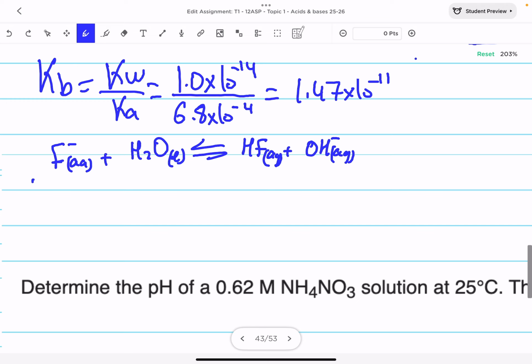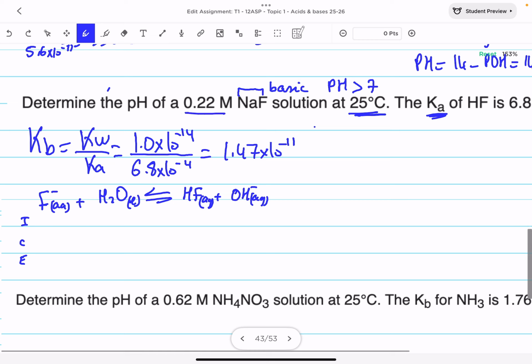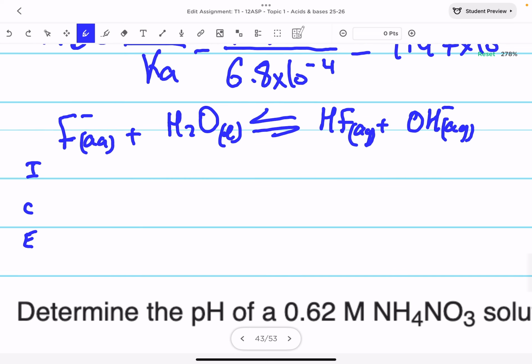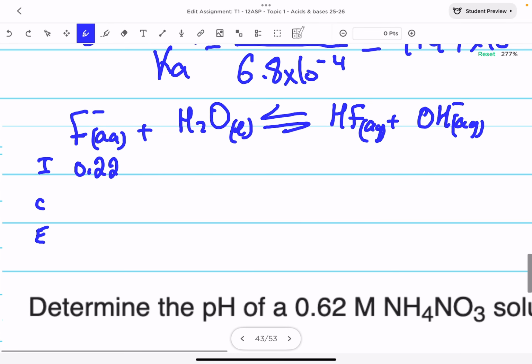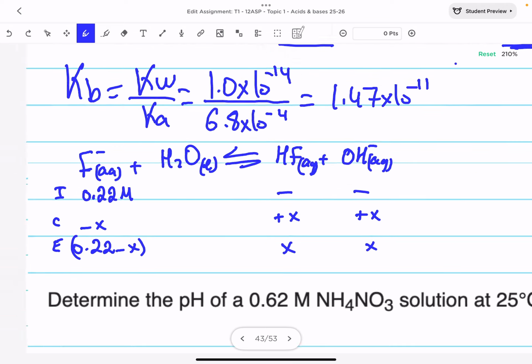And now I'm going to use the ICE table. So F minus given here, 0.22 molar is the concentration of NaF, which is equal to the concentration of Na plus, and also the concentration of F minus would be 0.22 molar. Nothing here, minus x, that's the change, plus x and plus x, 0.22 minus x, x, and x.